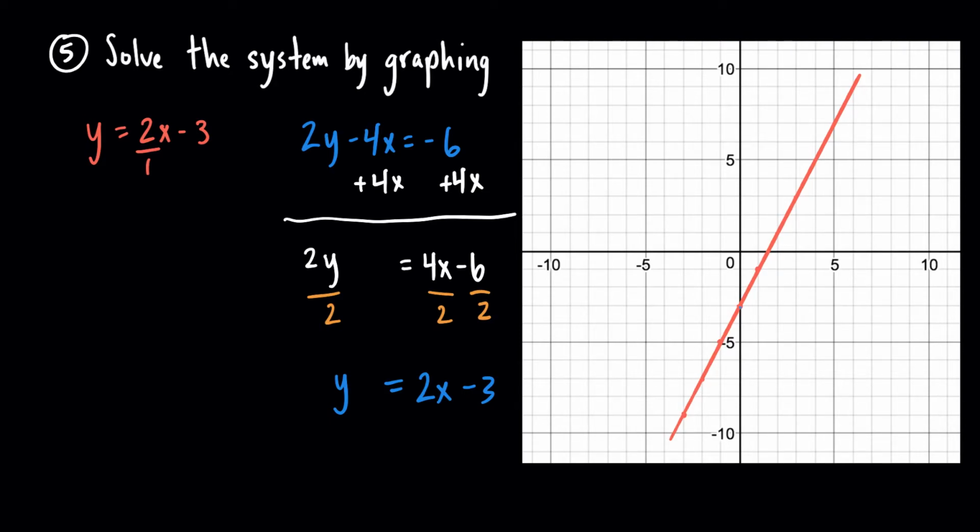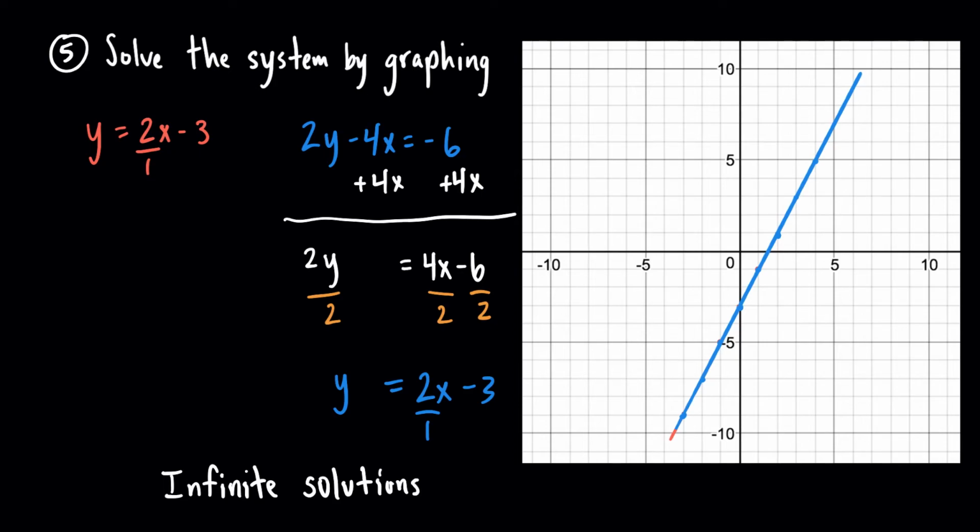So we're going to start at negative 3, and we're going to go up 2 over 1. And so, well, this is kind of weird. If you look at it, this is actually the exact same line that we had before. So when you draw this blue line, it is literally on top of the red line. So what does that mean? That means that there are an infinite number of solutions. So we'll go ahead and write that. So we have an infinite number of solutions.